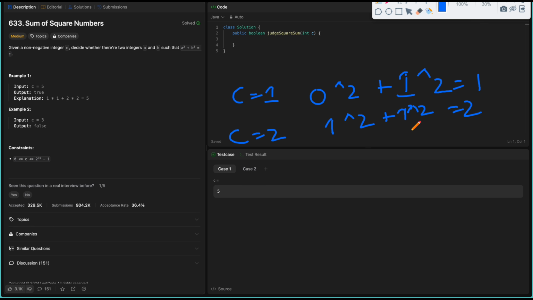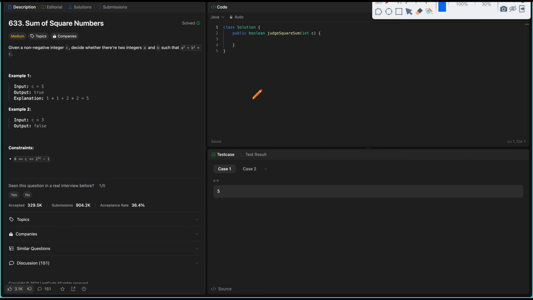And what is the largest value a and b can be? It will be square root of c, because we can say 0 square plus root of c square is equal to c in case c is actually a perfect square. Now that we have understood it, let's jump into the solution space. Let's think about how we can actually solve this problem.